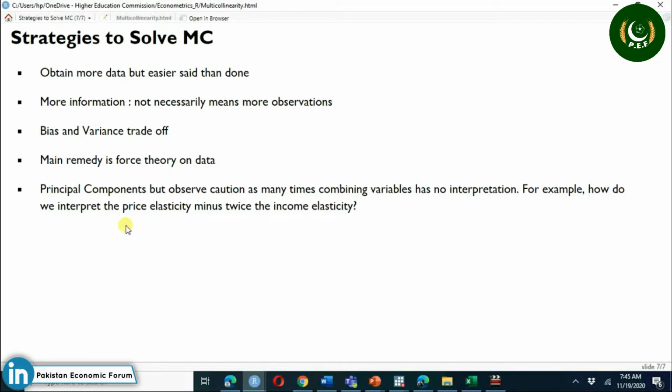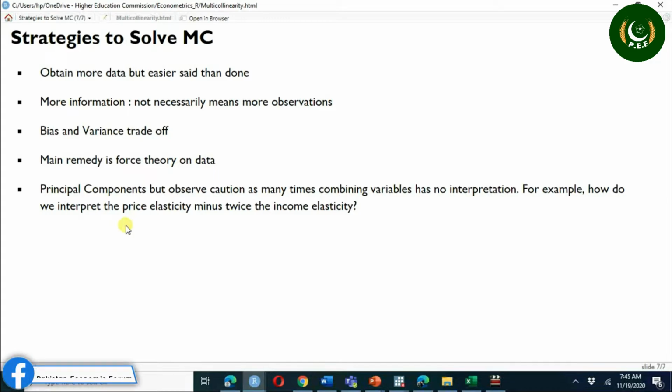To resolve the problem of multicollinearity, please decide on the basis of your economic theory rather than going for technical solutions. Principal components is another tool, but be careful when you combine different variables to make a single variable, because many times they don't have any economic interpretation. For example, how do we interpret the price elasticity minus twice the income elasticity?